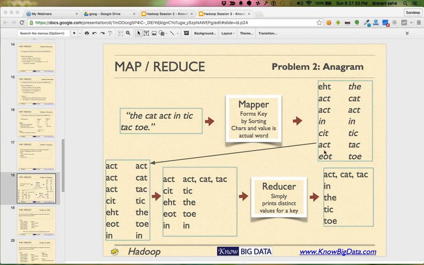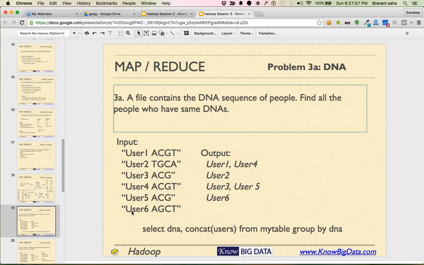Now, as we go forward, there are a few more examples. The next one is a very easy one, so probably everybody will be able to do this. A file contains the DNA sequences of the people. Find all the people who have the same DNA. The input file contains user ID, space, the DNA, and the output we are expecting is all the people whose DNA is identical. Anybody with the pseudocode? All we want to do is bring all the users together who have got identical DNA.